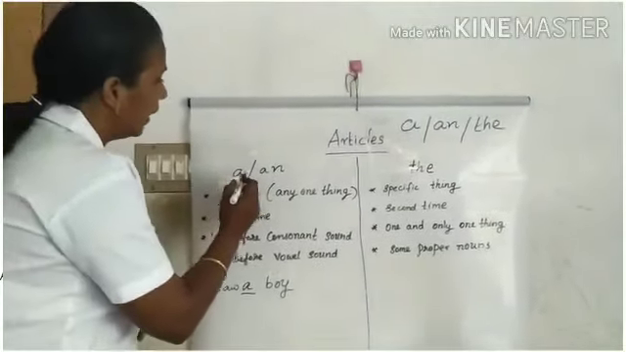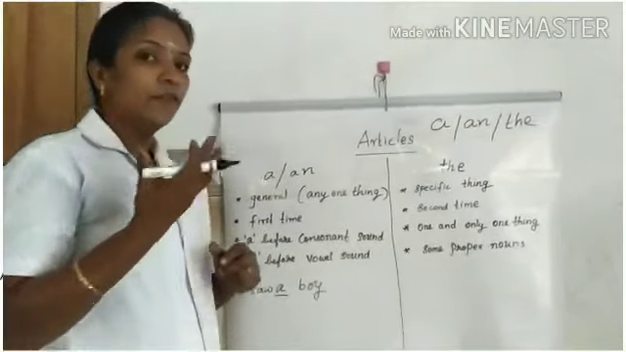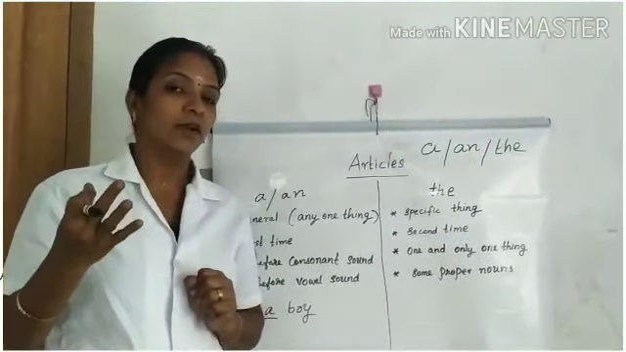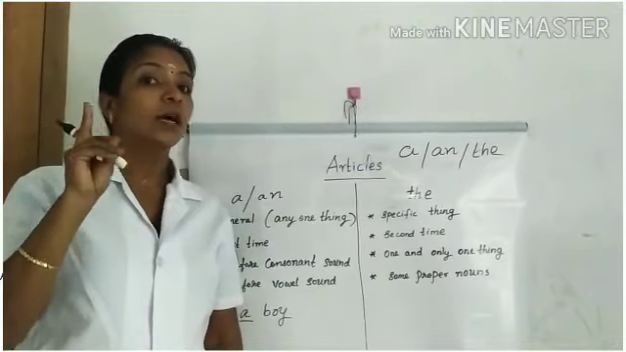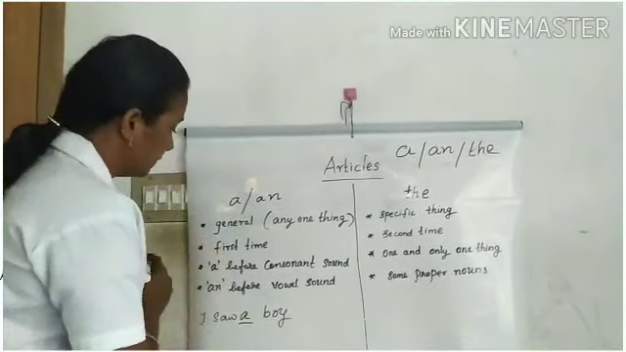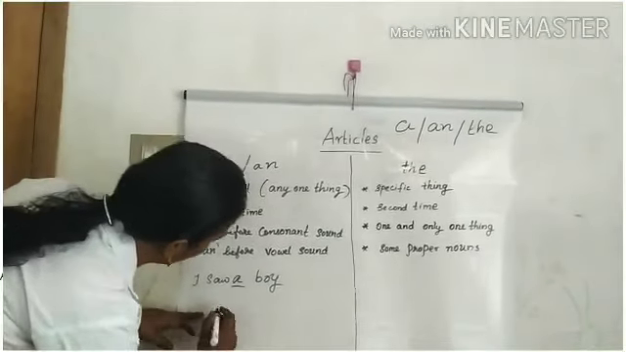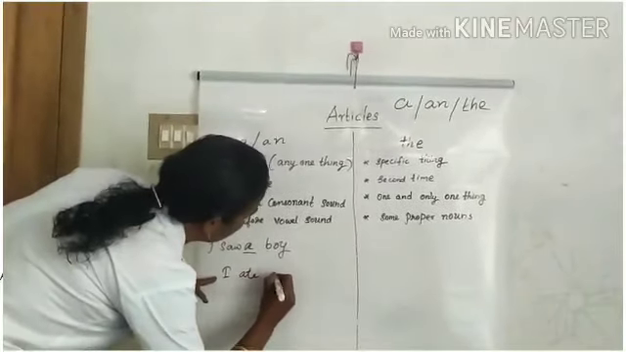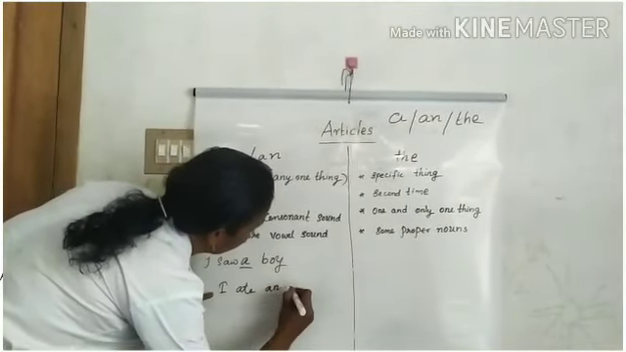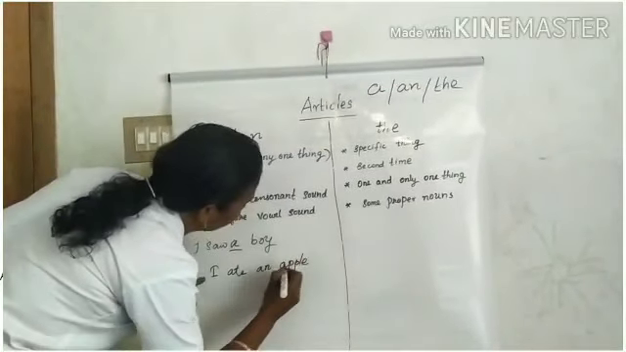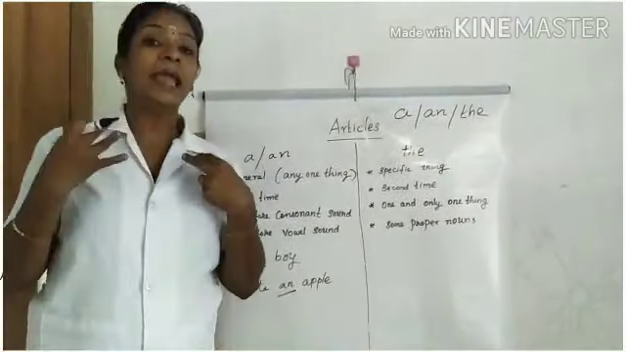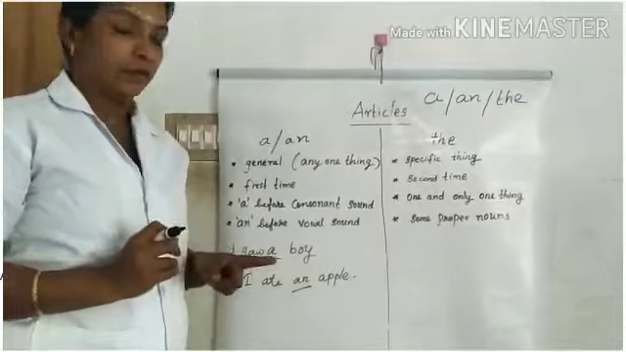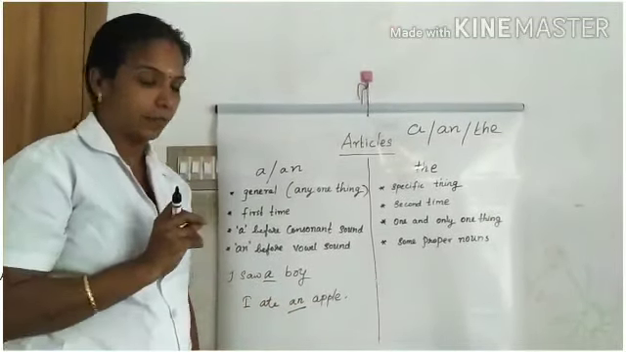And also, a or an is used if a noun is used for the first time. If a noun or someone, something is used for the first time. Here, I ate an apple. I ate an apple. This is an apple. This apple is used for the first time.